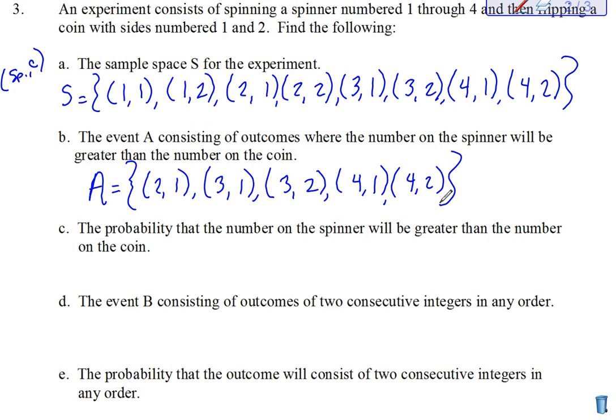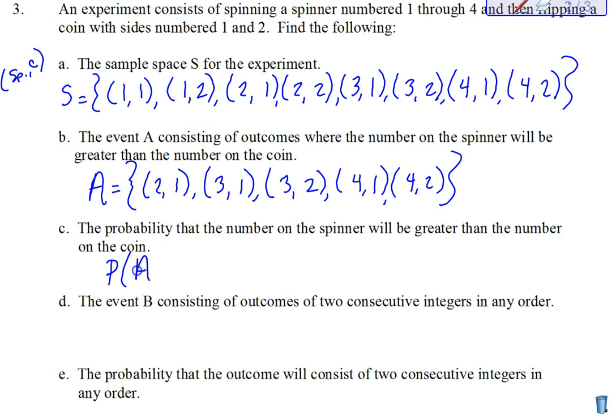So that is event A. All of those outcomes have the spinner number being greater than the coin number. Part C wants the probability that the spinner number will be greater than the coin number. So the way you would write this is the probability that the spinner number is greater than the coin number. Well, when I look at that, that is the probability of event A. You could just write it. If you didn't want to write this, you could just write probability of A, event A.